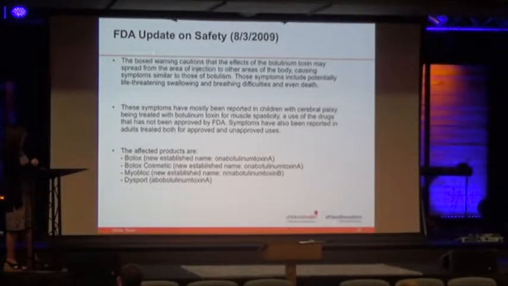But FDA did say in their boxed warnings they were going to include that distant spread is possible. And the symptoms have mostly been reported in children with cerebral palsy being treated with the toxin for spasticity. And this is a use of the drug that has not been approved by FDA. So pediatric use is not approved. Symptoms have also been reported in adults treated for approved cases. So this is true across the spectrum of patients or diagnoses. Different products, different potencies, and they were all named in their safety alert.